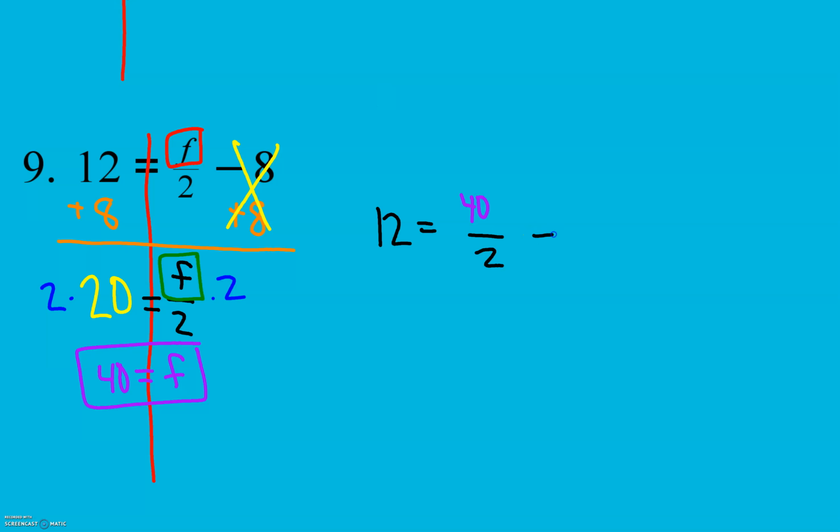Divided by 2 minus 8. PEMDAS says we do our division first. And I bring everything else down that I didn't change. Now we can subtract. I get 12 equals 12. It checks. We are correct.